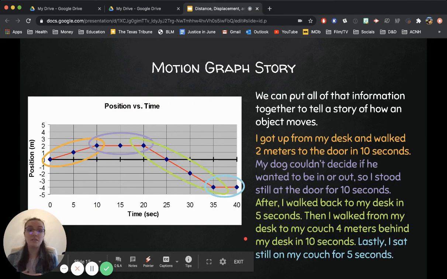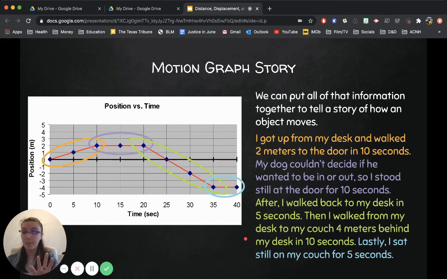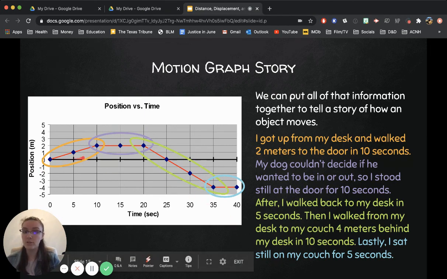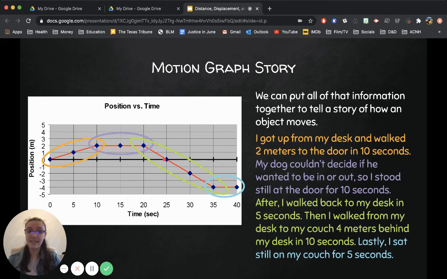You can use a graph like this to tell a story, or you could take a story and put it on a graph like this. So for example, I got up from my desk and walked the 2 meters to my door in 10 seconds. I opened the door and my dog couldn't decide if he wanted to be in or outside of the room, so I just stood there at the door for 10 seconds. Afterwards, I walked back to my desk and it took me 5 seconds to get there, and then it took me 10 seconds to walk the 4 meters behind my desk to get to the couch. And then I started sitting on the couch and I did not move. So that's an example of a story that you could tell from a motion graph.